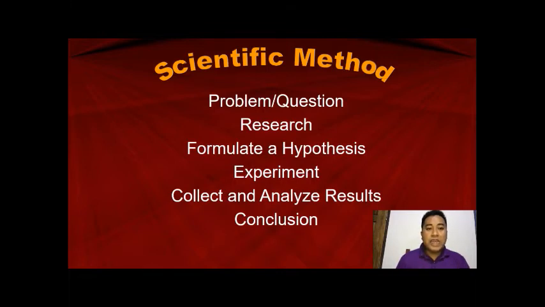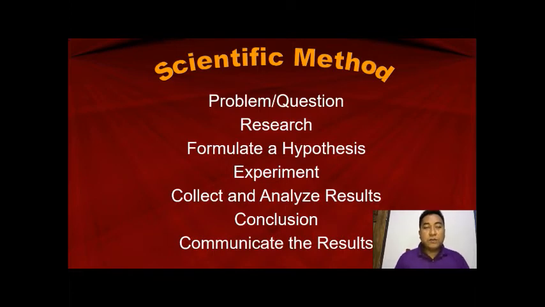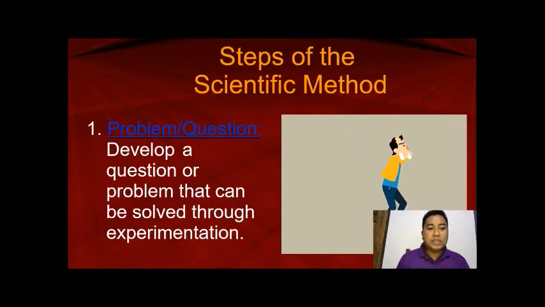Conclusion. You're going to conclude whether your hypothesis is correct. So, for example, as I said earlier, your hypothesis is that I will grow thinner if I exercise. So, you are going to conclude whether to agree or not to agree with your hypothesis. And the last one is to communicate the results. So, how are you going to publish your results after you have made a conclusion of your experiment?